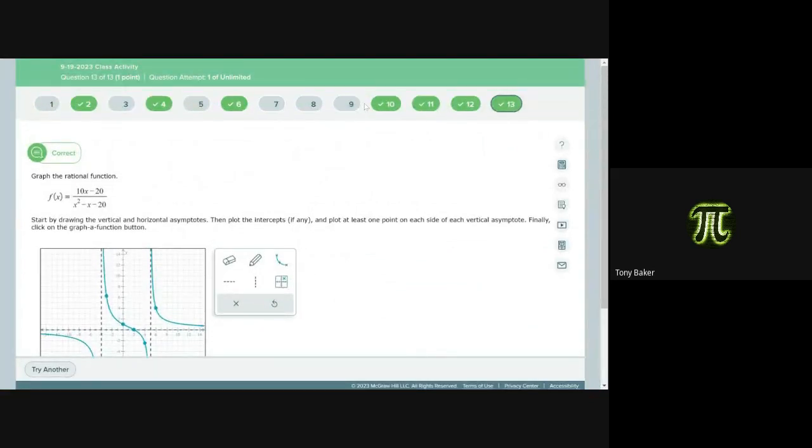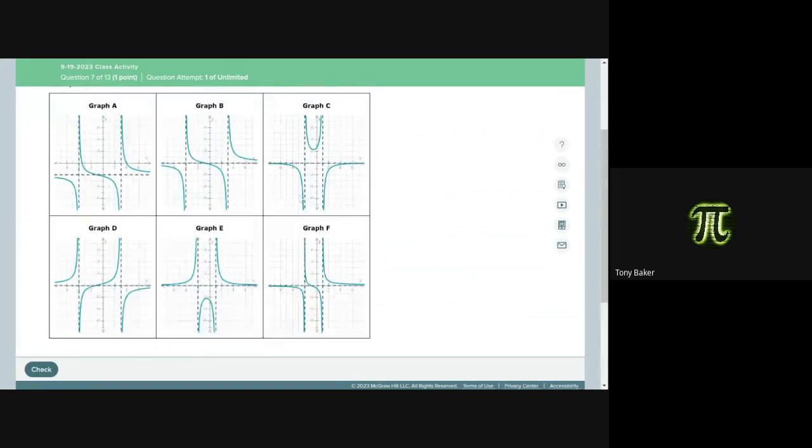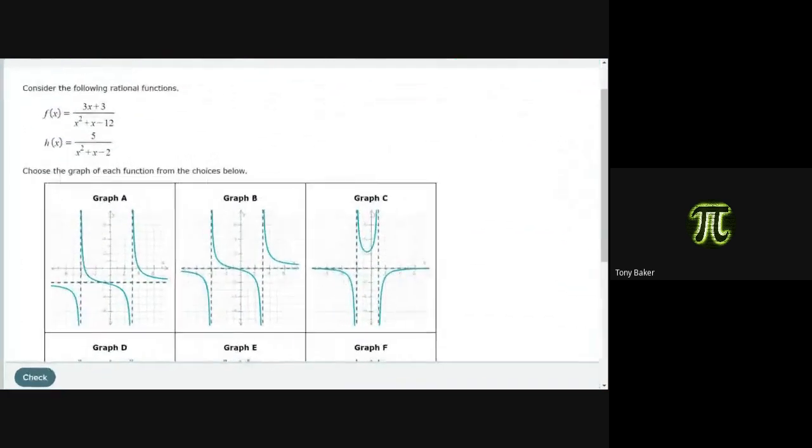All right. Away from the annoying graphing problems. Let's do other annoying graphing problems. All right.